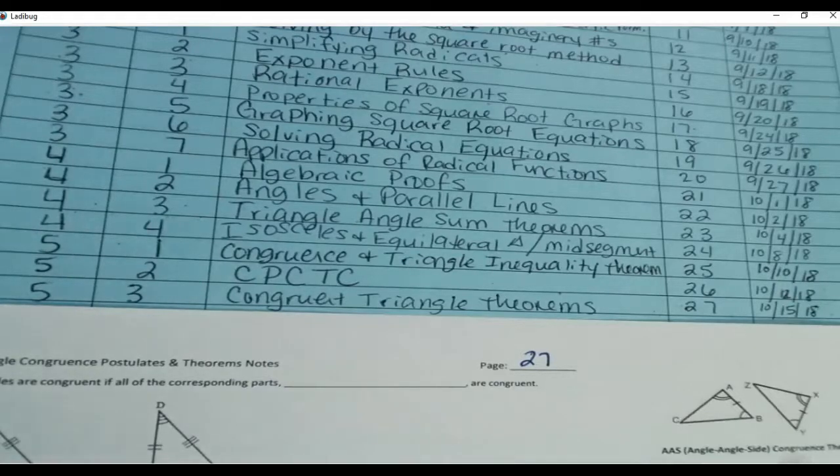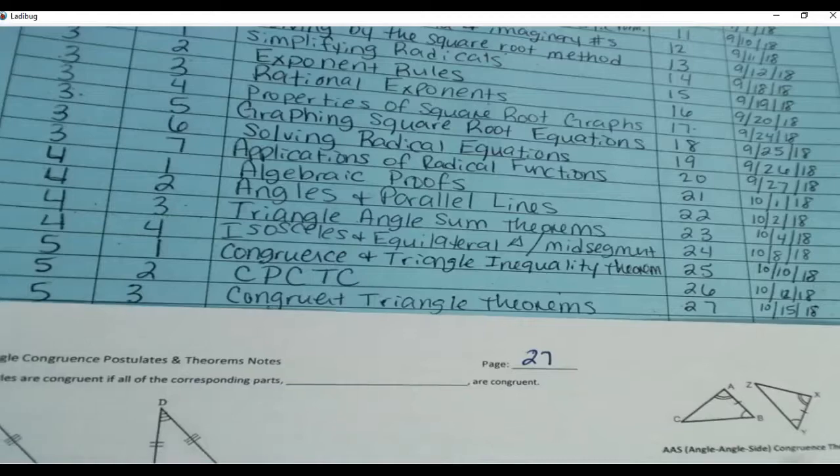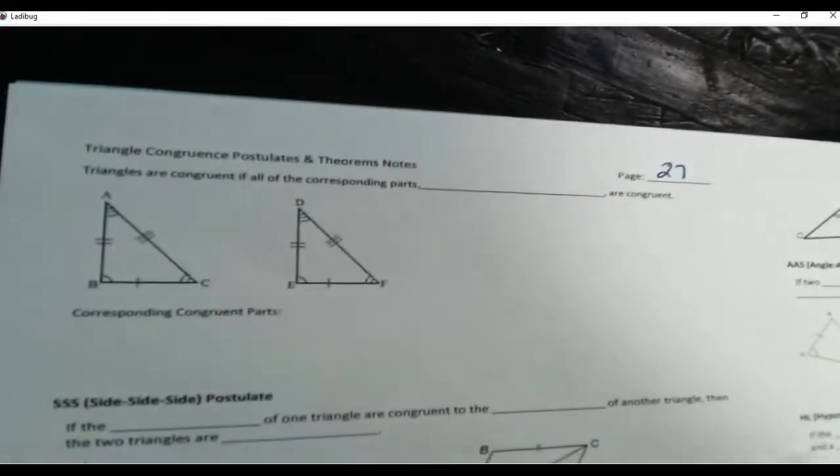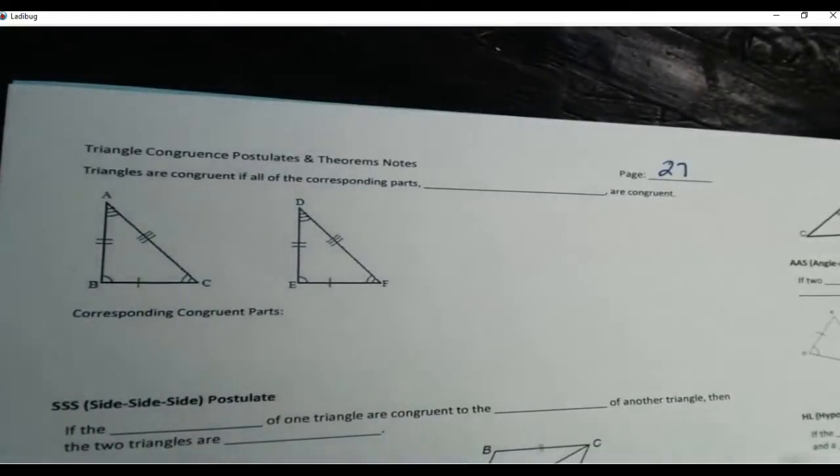So on Friday and the day before, we talked about congruent shapes, triangles, and trapezoids, and different stuff. And we knew they were congruent because they told us with all of the little tick marks. But you might not always have those tick marks, so you might have to assume things are congruent. So that's what we're going to talk about today.